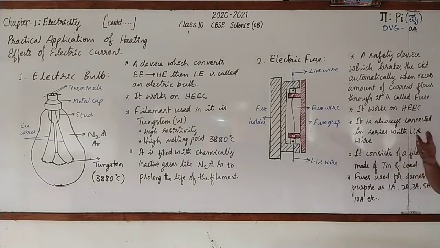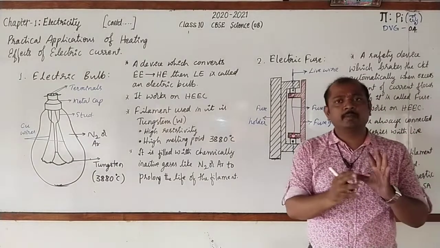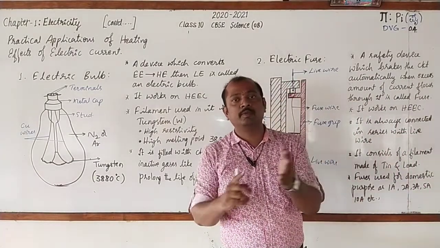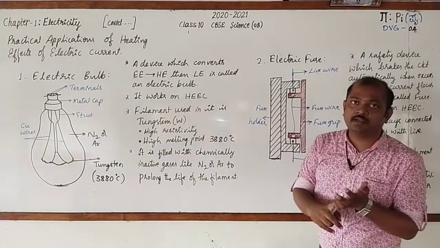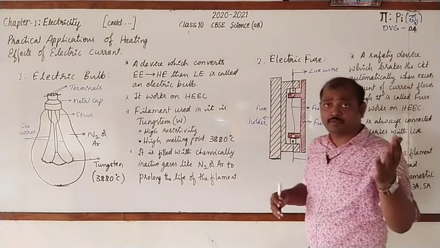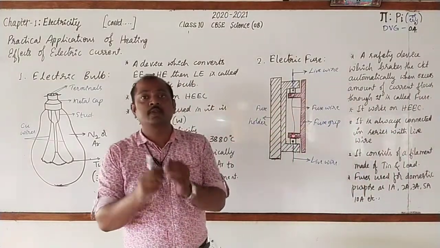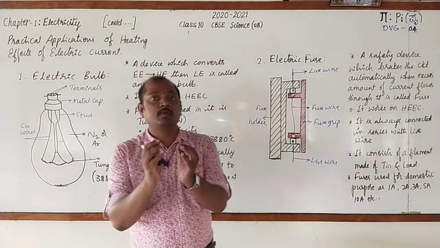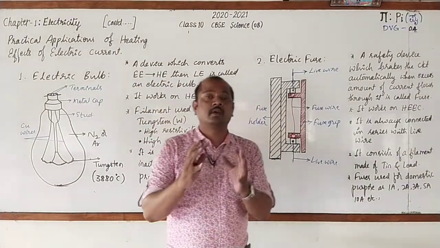And it consists of a filament that is an alloy made of tin and lead. This is the common alloy used. Other than this, we can also use iron, copper or aluminum. Fuses used for domestic purposes are rated as 1 amp, 2 amps, 3 amps, 5 amps, 10 amps, 15 amps, like that. It continues based on the required amount of current.